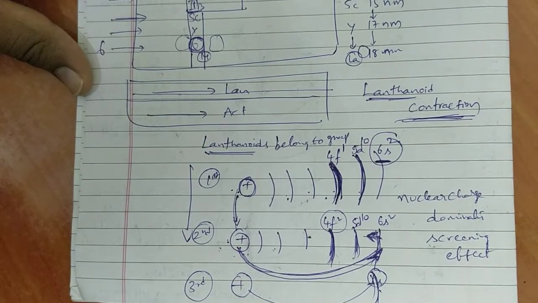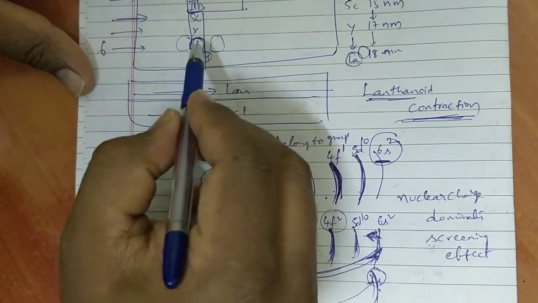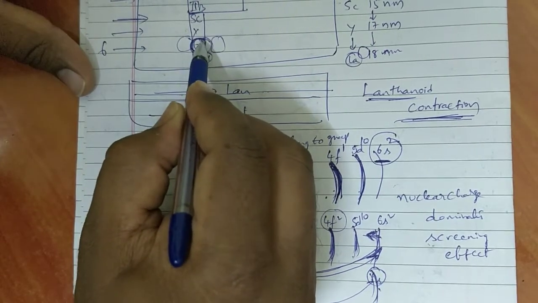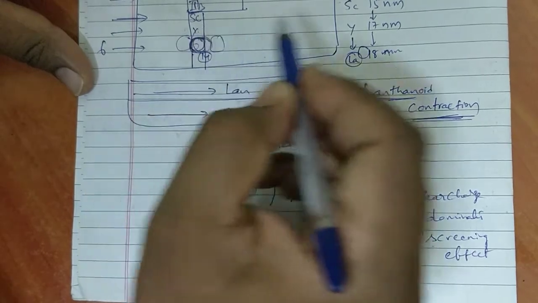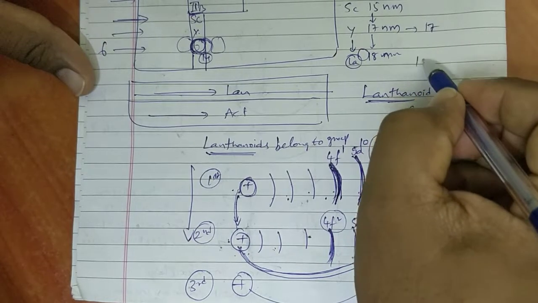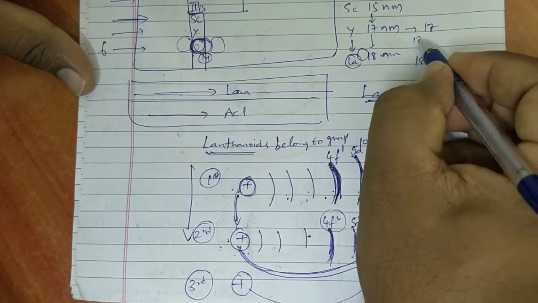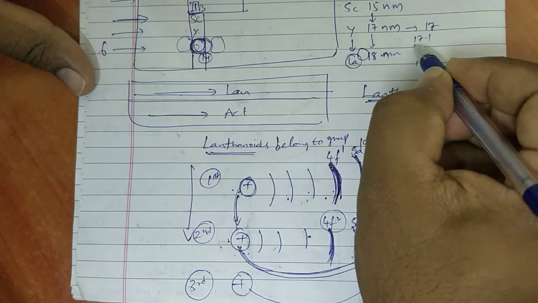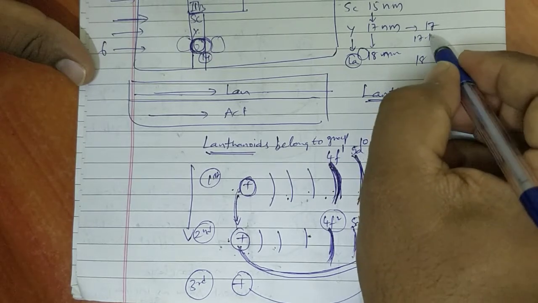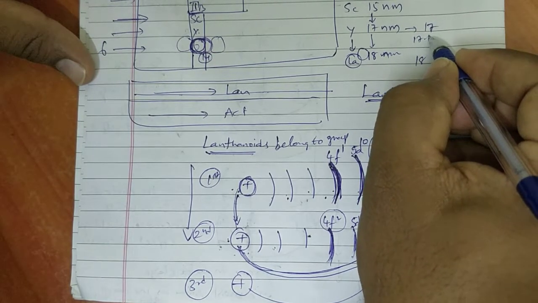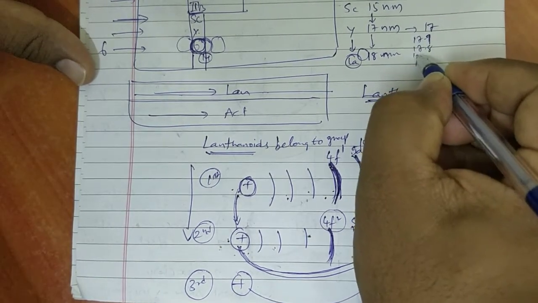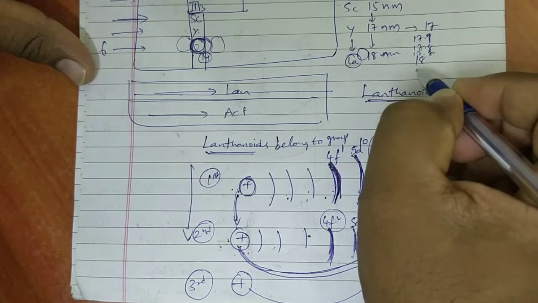Now because of this lanthanide contraction, what will be happened? In between this 4D and 5D series, we have lanthanides. Okay, suppose this yttrium, 17. This lanthanum, 18. In between that, 17.1, one lanthanide is there. 17 point some 9 like that. 17.9, 17.8, 17.7.